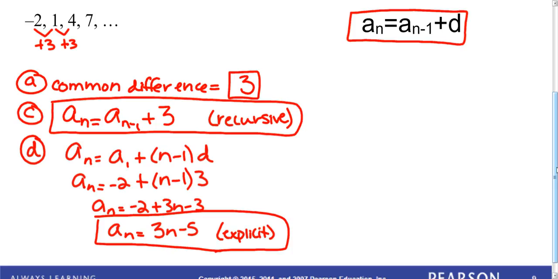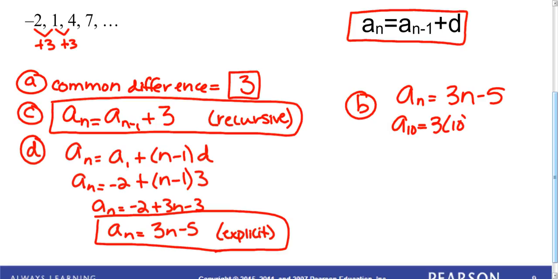Okay, and I'm going to go back to part B, which is asking me to find my 10th term. Easiest to find your 10th term from the explicit formula. So I am going to use the explicit formula that I just created. And to find the 10th term, I'm just going to go 3 times 10 minus 5, or 30 minus 5, which is 25. So a_10 is 25.